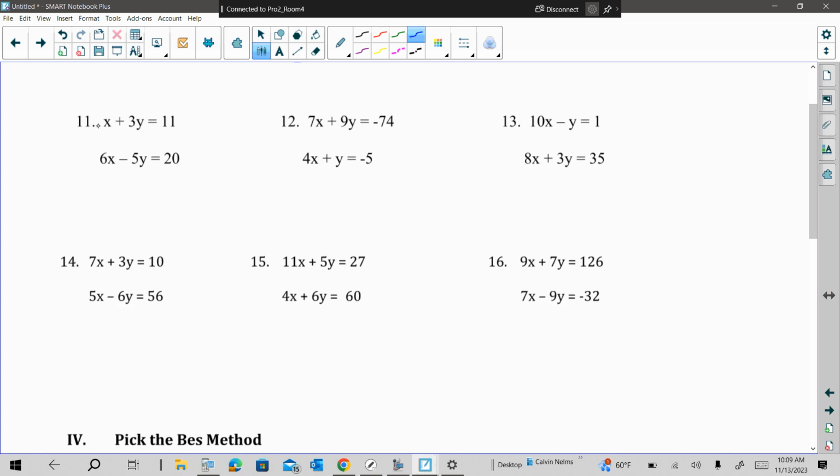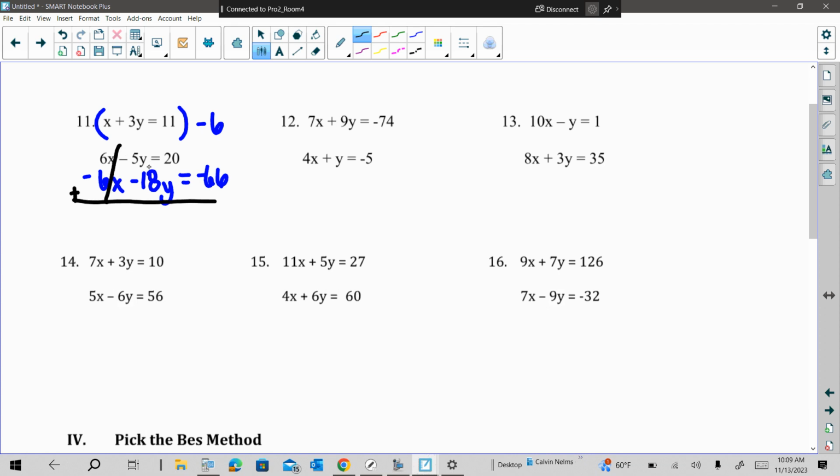The x. This top x right here needs to be an opposite of 6x. So what are we going to require? Yeah, we're going to multiply by -6. I'm just going to write it underneath here. So there'll be -6x minus 18y equals -66. Then now I can add and eliminate the x's.